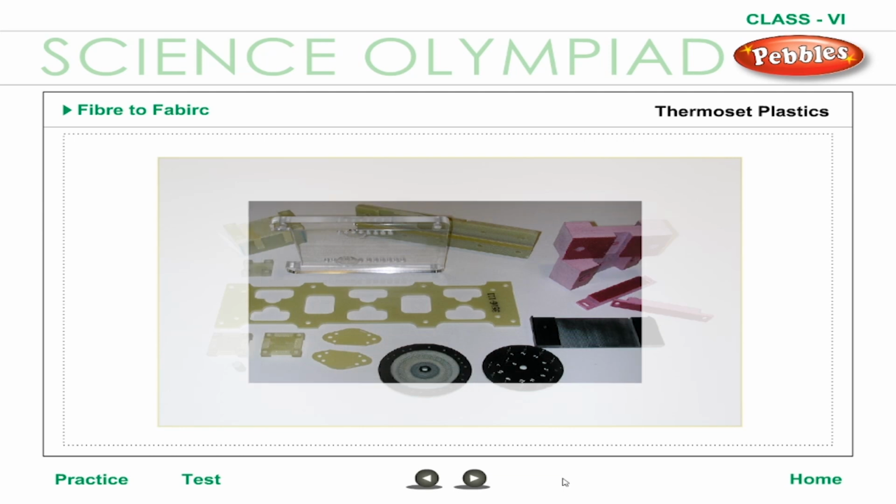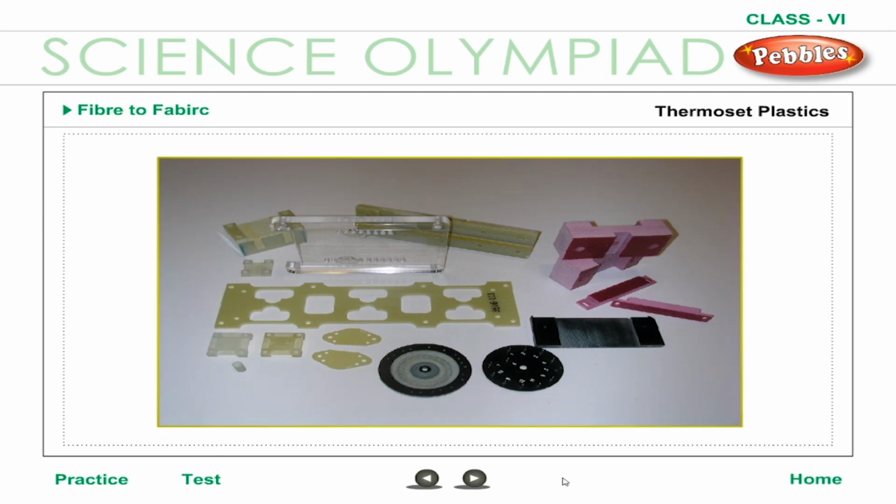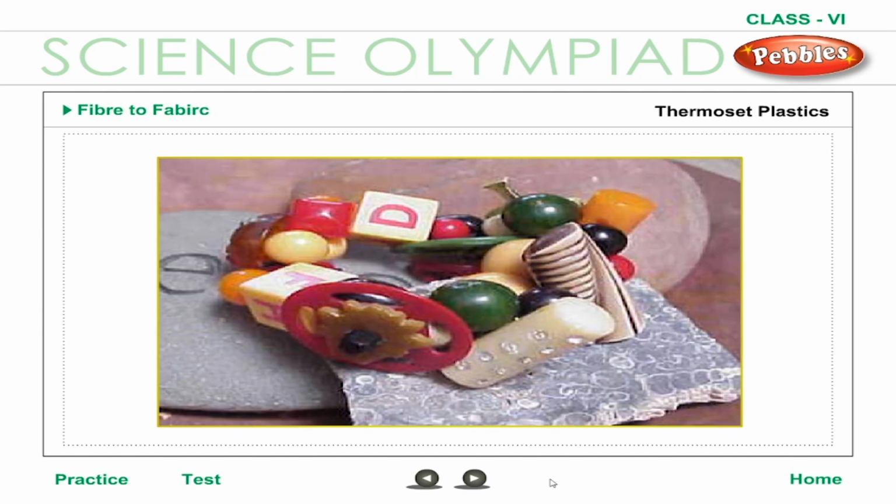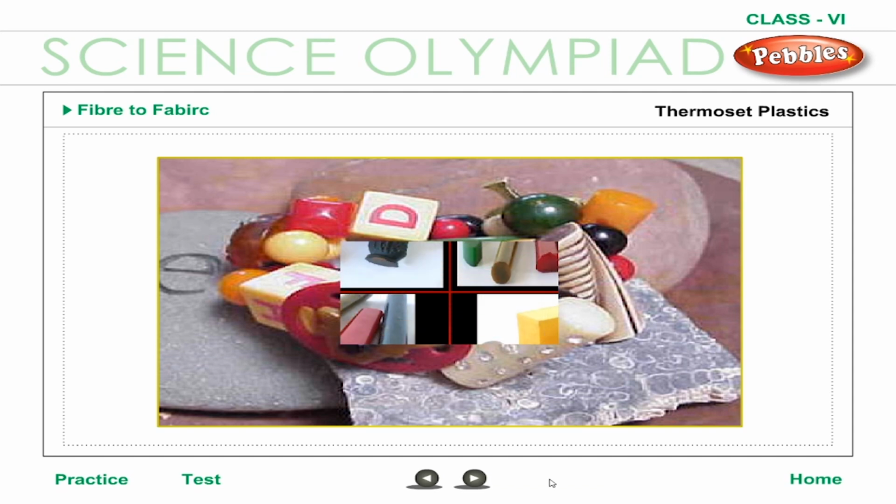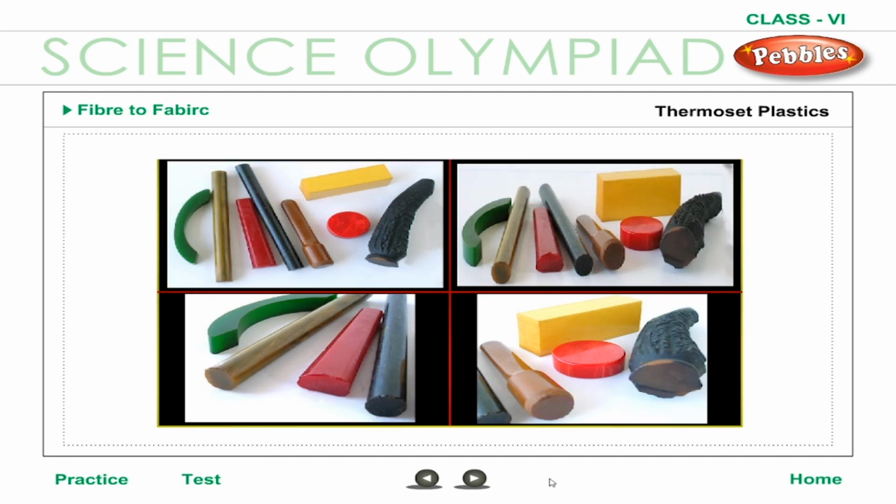Thermoset plastics. There are some plastics which when molded once cannot be softened by heating. These are called thermosetting plastics. Two examples are bakelite and melamine. Bakelite is a poor conductor of heat and electricity. It is used for making electrical switches, handles of various utensils, etc.